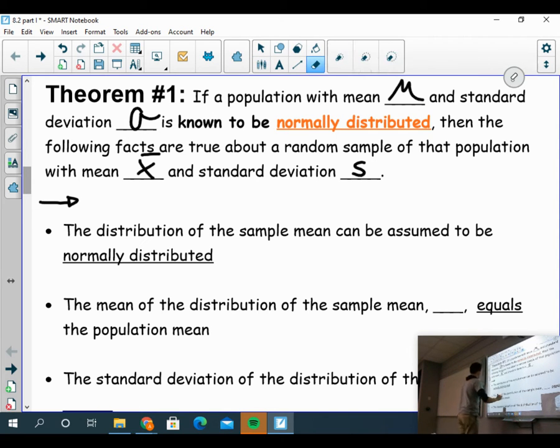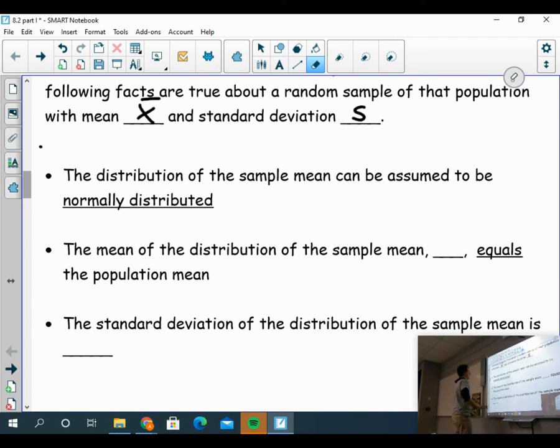So what are those consequences? Again, go ahead and write down the consequences. I'll fill in the blanks here, and then listen to my explanation of it.